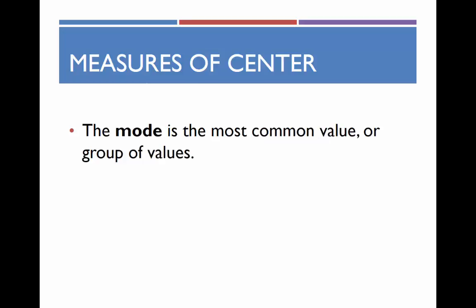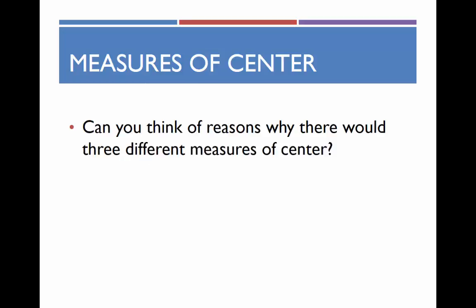The mode of a data set is the data entry that occurs with the greatest frequency. A data set may have one mode, more than one mode, or no modes. Can you think of reasons why there would be three different measures of center? There are multiple measures of center because not all data sets are the same.